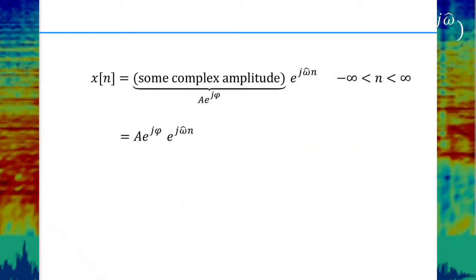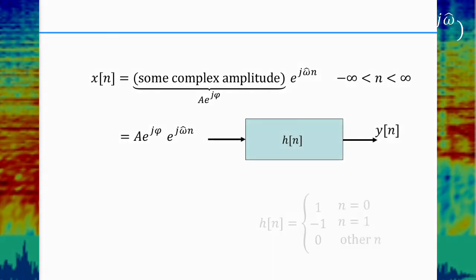Now, in the past 2 weeks you have learned to also think of discrete time signals as the sum of discrete time complex exponentials, with each exponential scaled and delayed depending on its frequency. So it is only natural to ask, what is the response of an LTI system, not to a unit impulse, but to a single complex exponential, such as the signal x of n shown here. Let us consider the example of a simple LTI system with the impulse response h0 is 1 and h1 is minus 1.